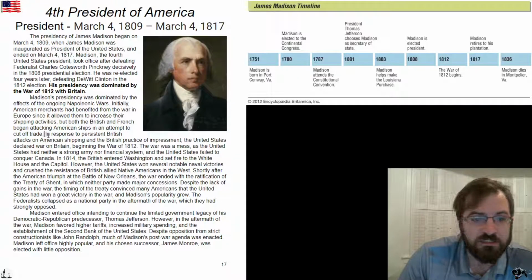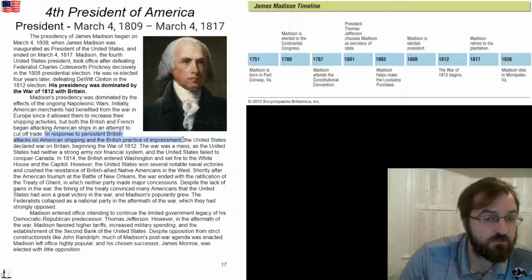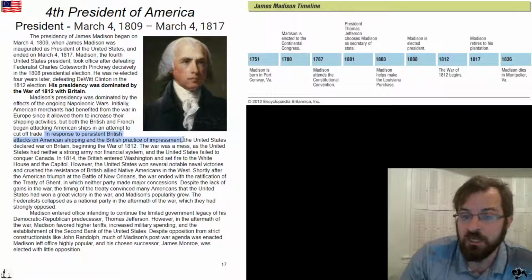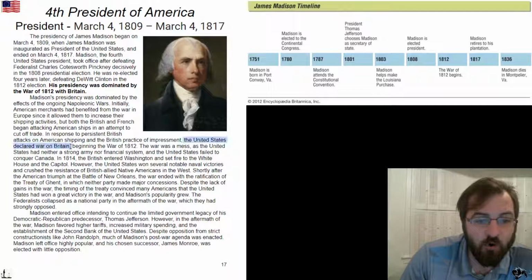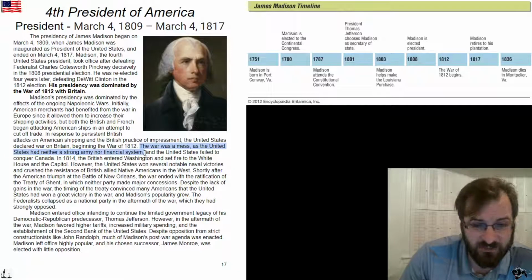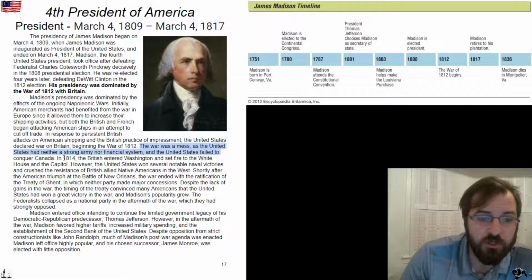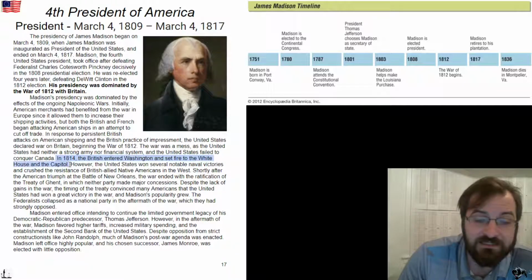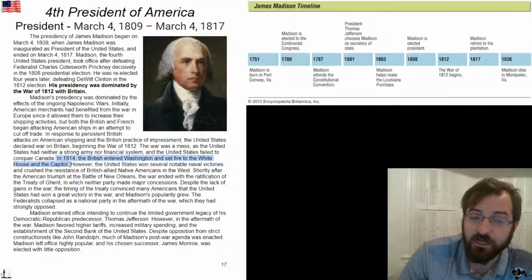In response to persistent British attacks on American shipping and the British practice of impressment, forcing foreign sailors to be in their military navy, the United States declared war on Great Britain, beginning the War of 1812. The war was quite honestly a mess, and the United States neither had a strong army nor a strong financial system, and the United States failed to conquer Canada during this war. In 1814, the British entered Washington and set the entire White House ablaze, as well as the Capitol. They burned down the White House.